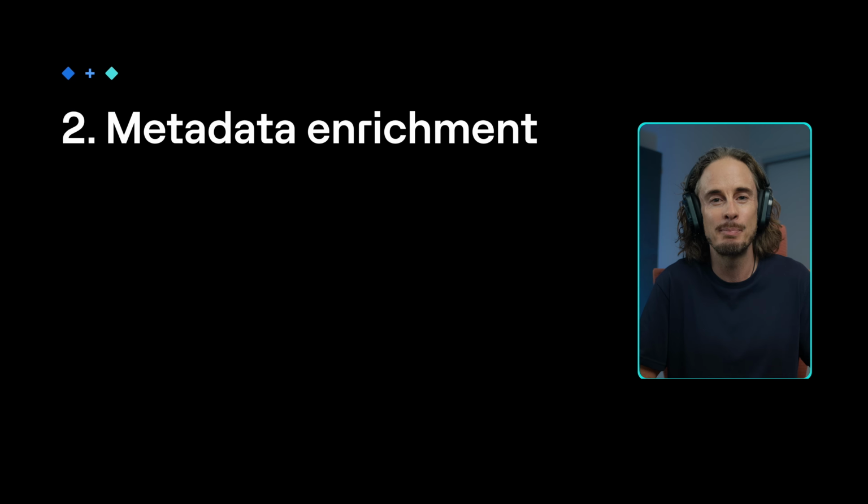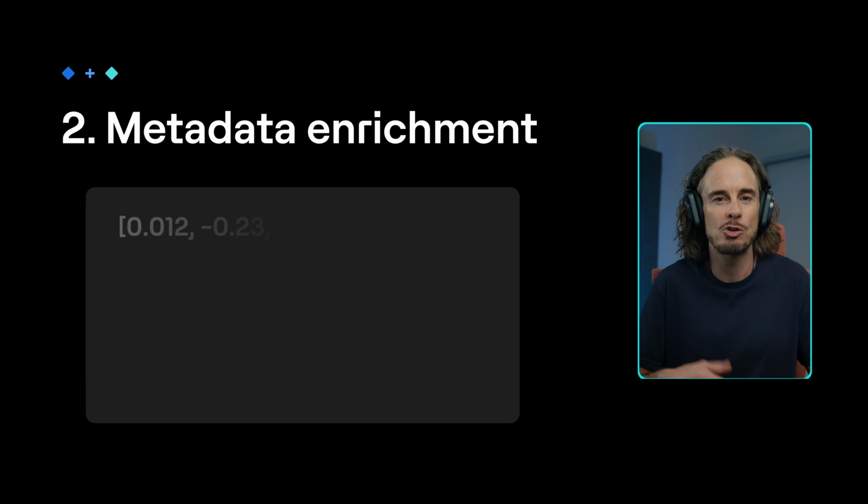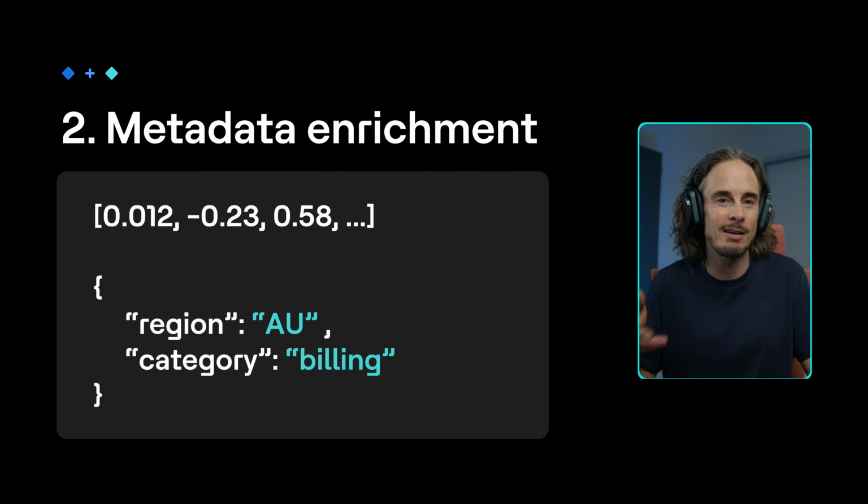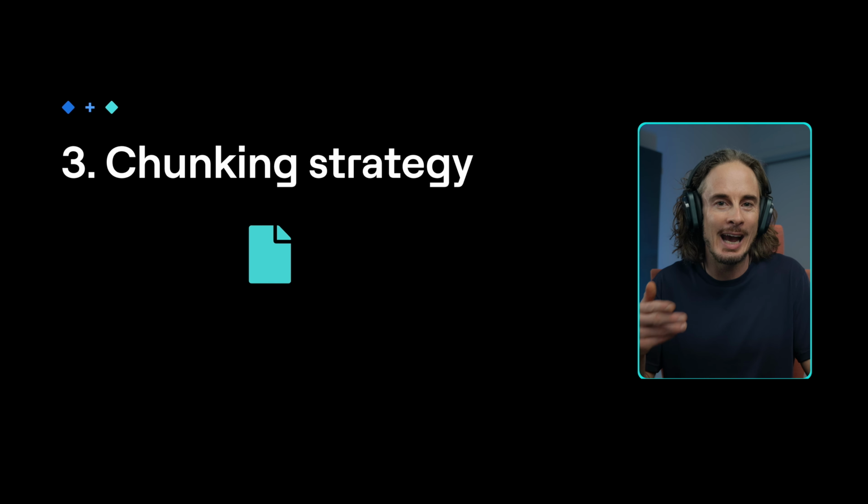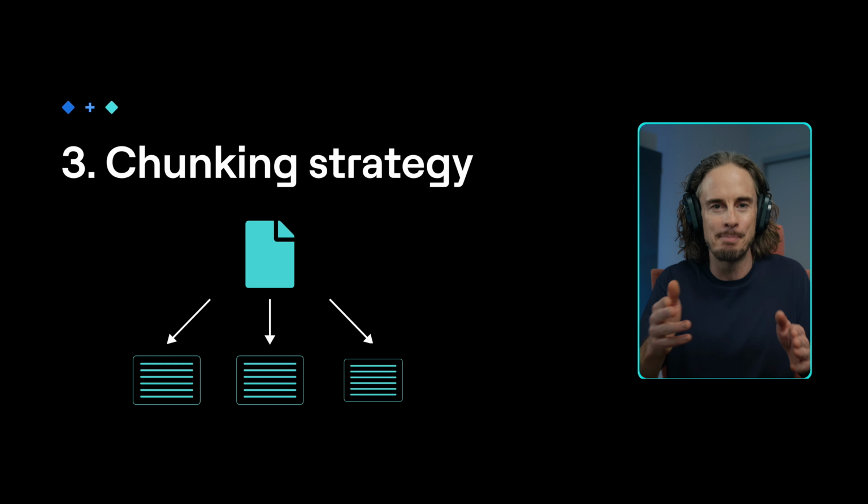The second is metadata enrichment, attaching structured attributes like region or category. This is what makes filtering possible later, so you're only returning relevant results. The third, and most commonly undervalued, is the chunking strategy. How data is divided into separate embeddings.